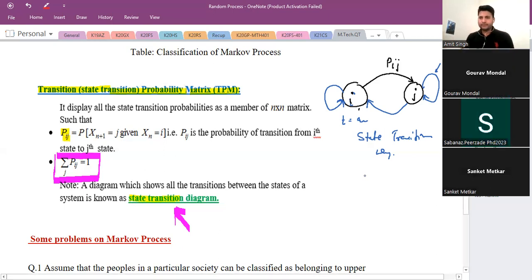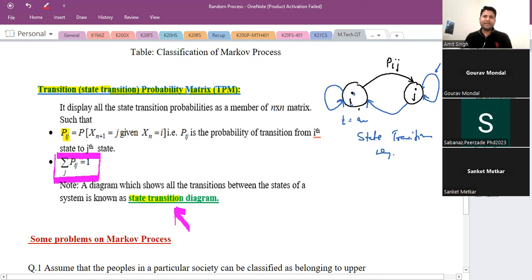Can you explain this once again? Pij. So here there are two things. One is known as the state transition diagram, which is also referred to as the mathematical model for a given situation. Another is the transition state probability. In general, we can call them the failure probability and the repair probability.